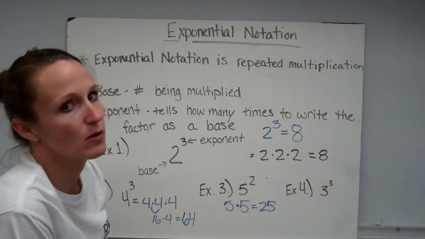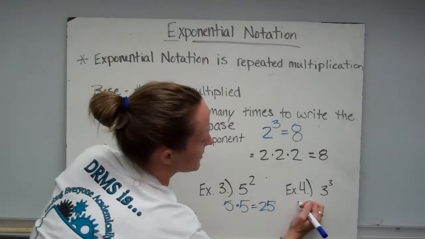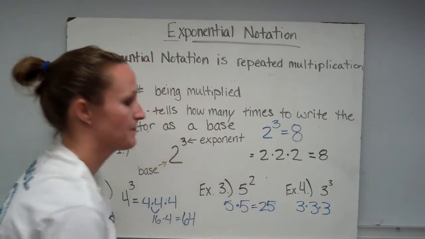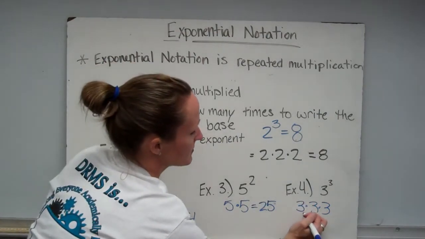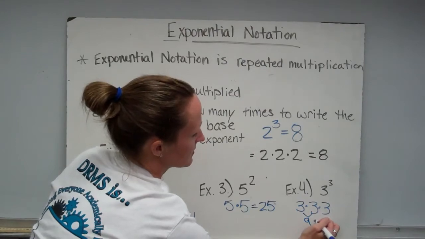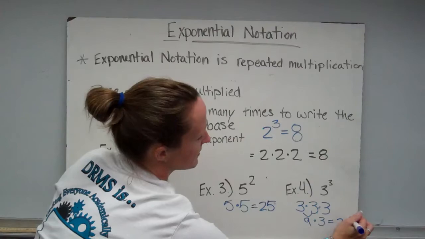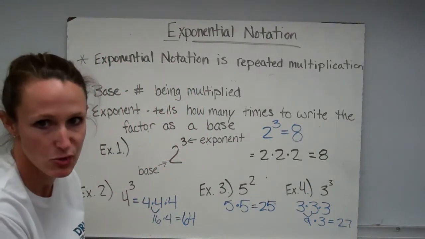All right, let's do one more. 3 to the third power. What does to the third power mean? Cubed. So this time we want to do 3 times 3 times 3. What does that give us when we simplify it? 3 times 3 gives us 9, times another 3 gives you 27. So 3 cubed, or 3 to the third power, is 27.